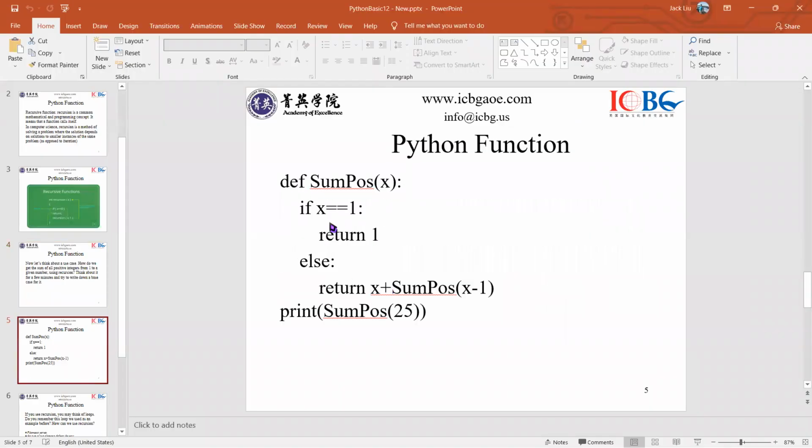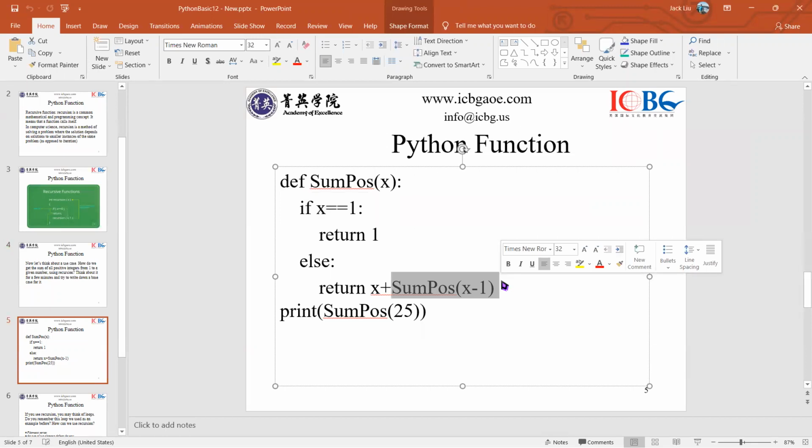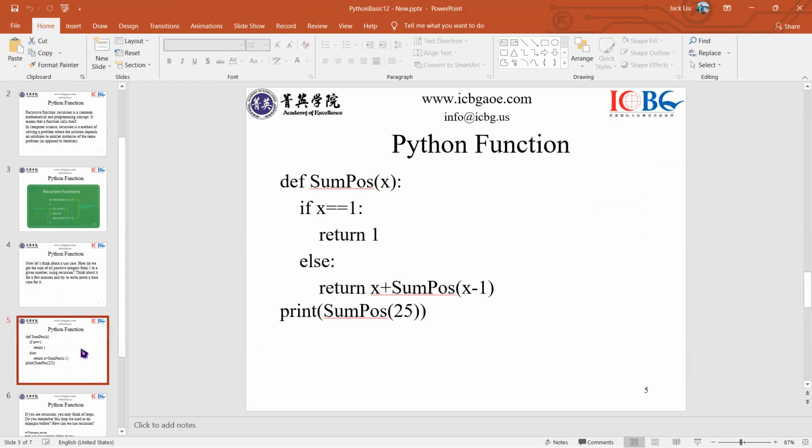And so if we look at the code, our base case is still the same. If x is 1, we're done, right? Return 1. Otherwise, if it's not 1, then we're going to return x plus all the numbers up to x minus 1, right? One less than it. So that's just another example of a recursive function.